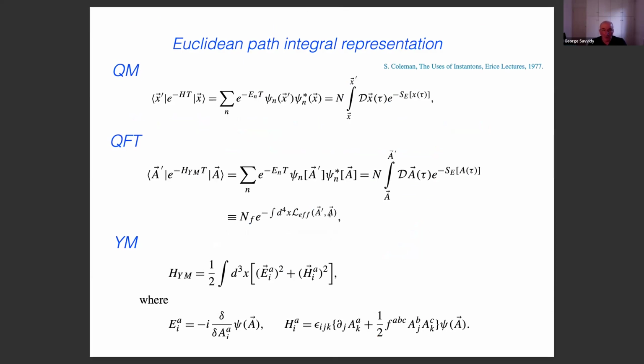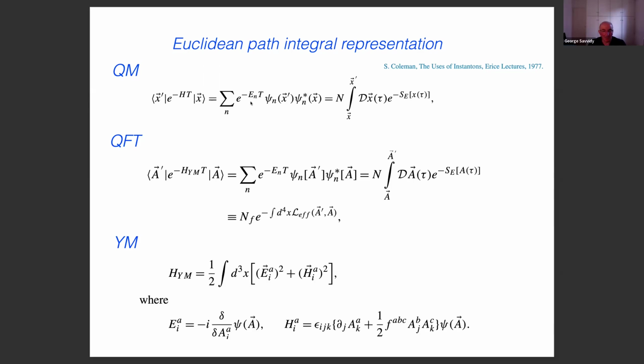Okay, so how will we do that? One can do it in different ways, but the most appealing and easy to understand is when you use the Euclidean path integral representation. So this expression on the left-hand side is just physical things. You know, it's the Hamiltonian of this quantum mechanical system. T is just a parameter.